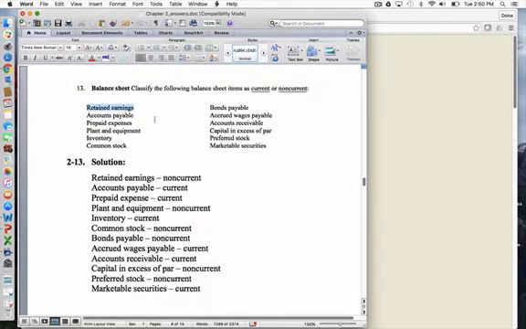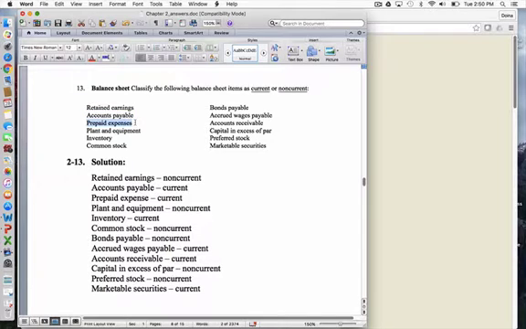Retained earnings. If you remember when we discussed the income statement and retained earnings, we said that this statement, retained earnings, is a cumulative one. Anything that's cumulative is going to be non-current or long-term. It's not going to end in a specific period of time, less than 1 year. Accounts payable. This is a current liability, which is current.